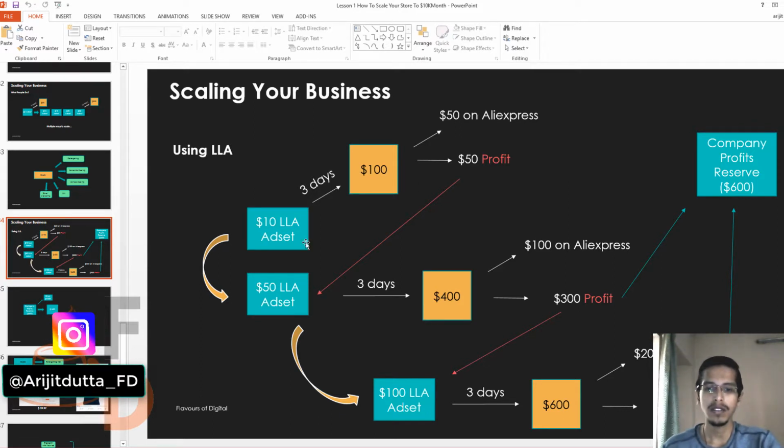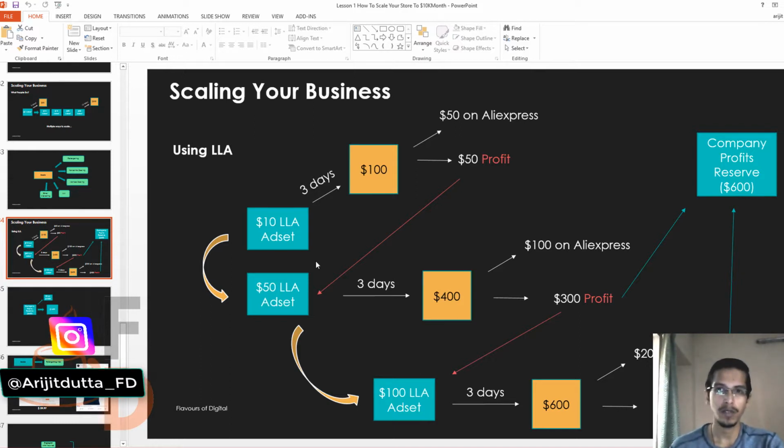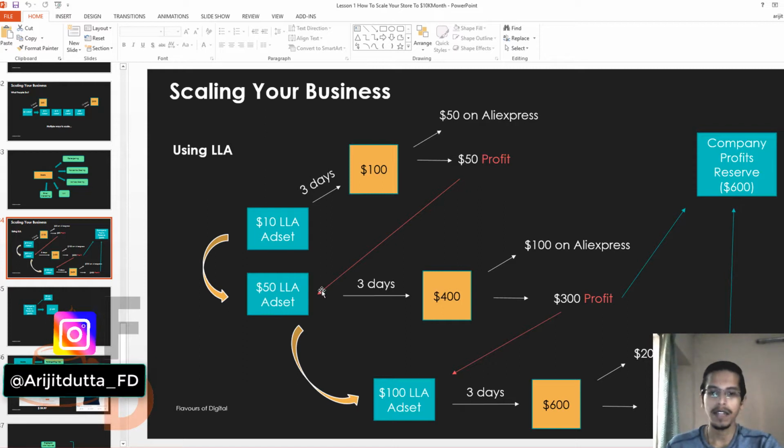Let's say you are doing $10, you are now going to do a $50 lookalike audience, and this is where you can scale like crazy on lookalike audience. I have personally worked with a $1,000 budget ad set, and I've seen people do like $10,000 per day budget, per day. I'm talking, not per month. So this is like a $50 ad set. You can just go for this $50.